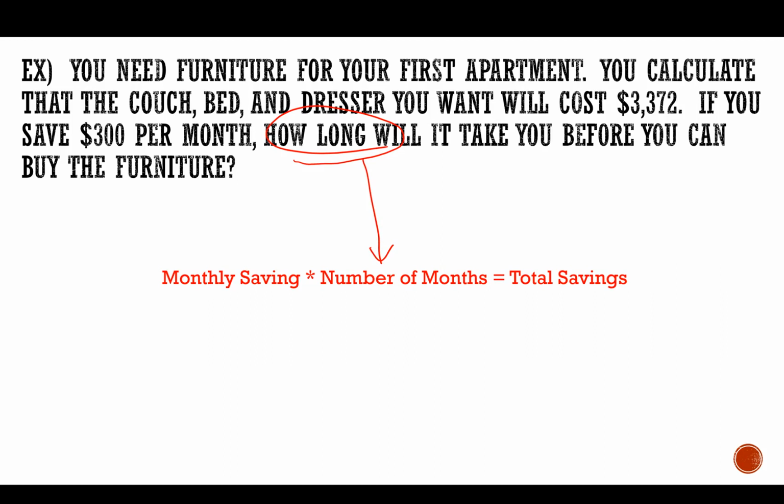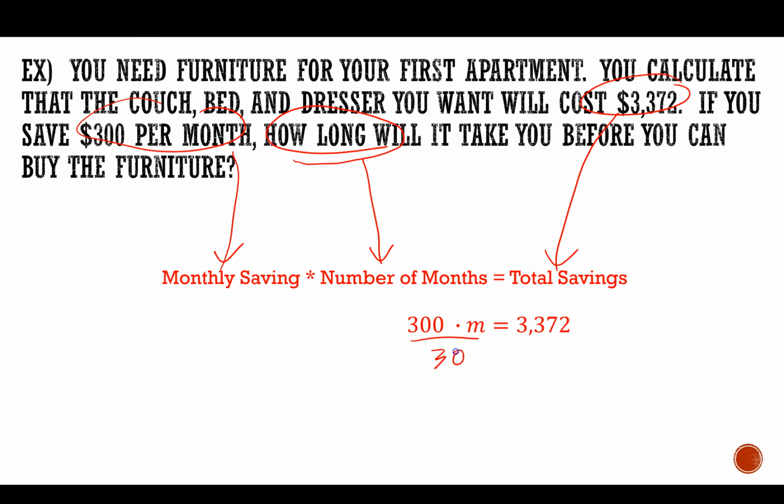Be a little bit careful. Normally T is time in years. The monthly savings amount we know is $300 per month, so let's put that in. And we know that we need the total savings to be $3,372. Putting it all in there, I used M for number of months here. So we know that 300 times M is going to equal 3,372. That's an easy equation to solve.